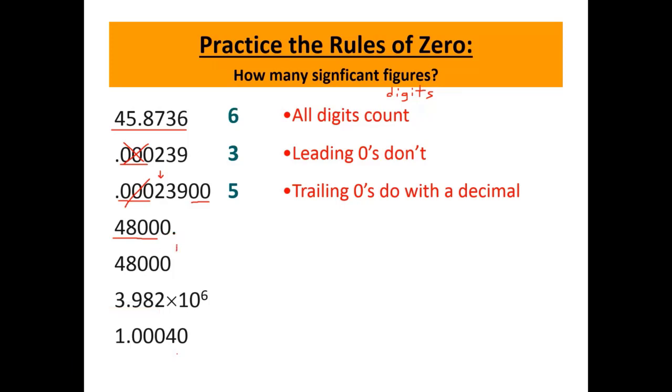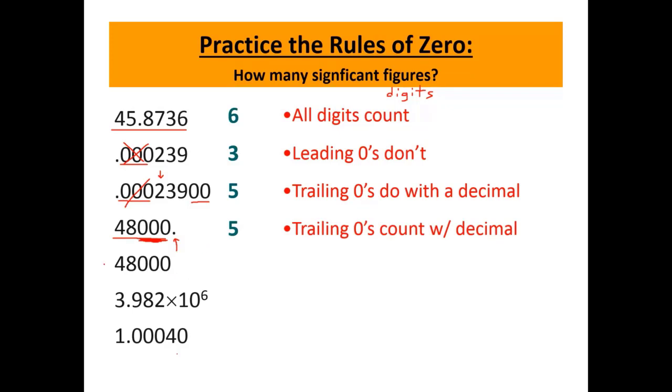Actually, because there's a decimal here, these trailing zeros are going to be significant. The trailing zeros don't have to be after a decimal. They're just zeros at the end of a number, zeros to the right of the last non-zero number. Because of that decimal, all these zeros are significant, so that makes this 5.